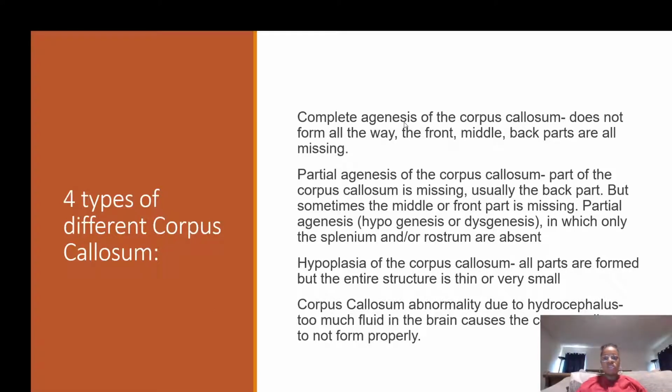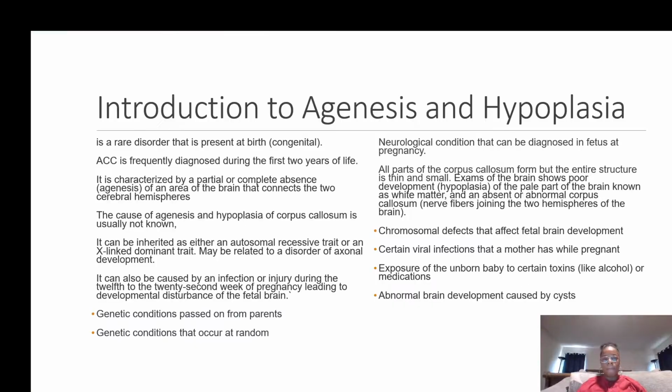The complete agenesis does not form all the way. It's missing all the parts. Partial agenesis is missing usually the back part, but sometimes the middle and front part is missing. In hypoplasia, the structure is all there, but it's thin or very small. And hydrocephalus is too much fluid in the brain, which causes the corpus callosum to not form properly.